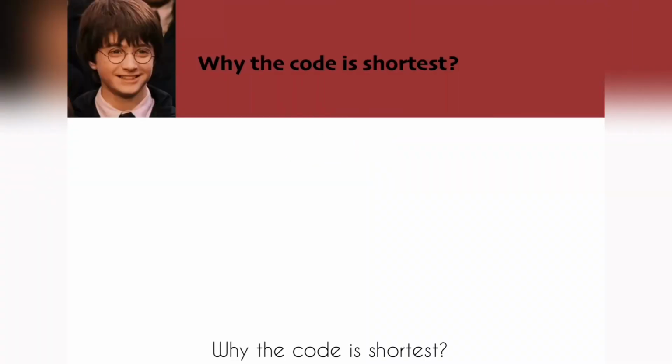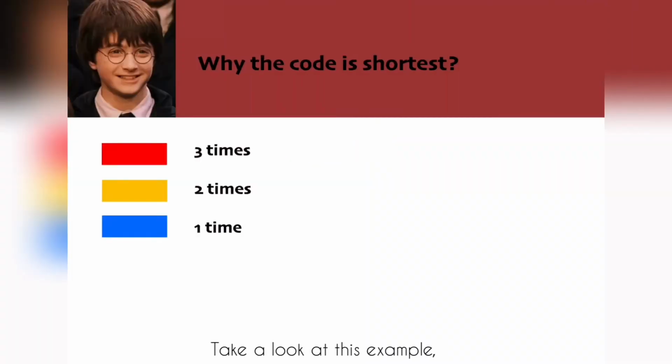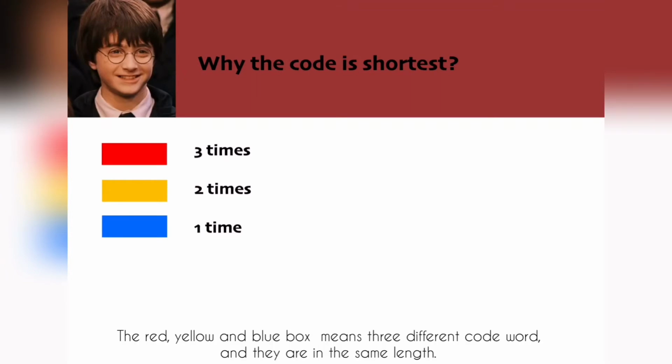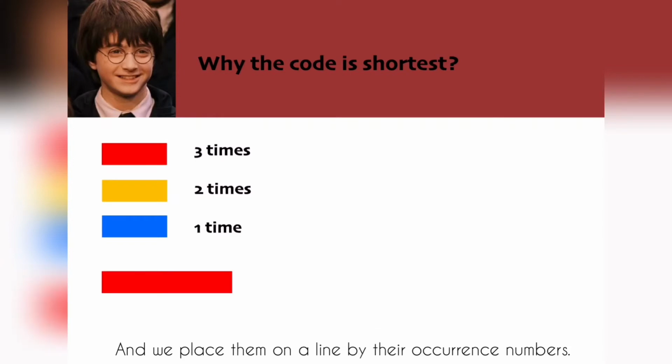Why is the code the shortest? Take a look at this example. The red, yellow, and blue boxes mean 3 different code words, and they are of the same length. And we place them on a line by their occurrence numbers.